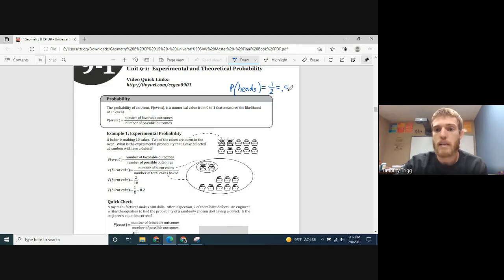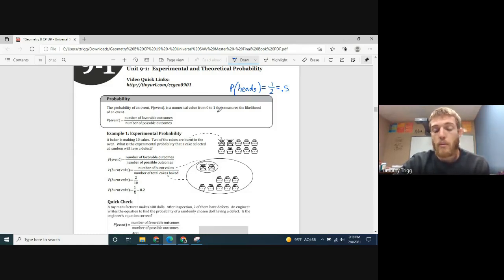You may see a probability as a fraction, as a decimal, or as a percent. You probably think of it like a percent a lot of times. 50% chance of getting heads. There's a 50% chance of getting tails. Or in other words, it happens half the time.